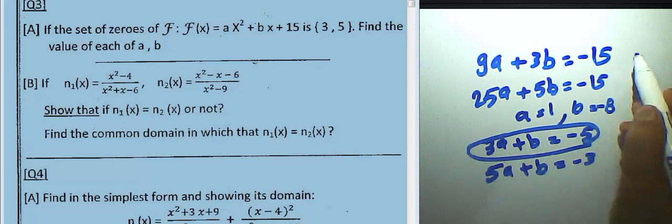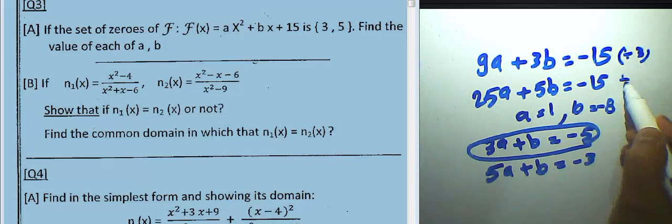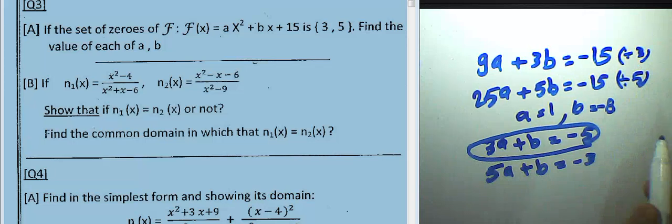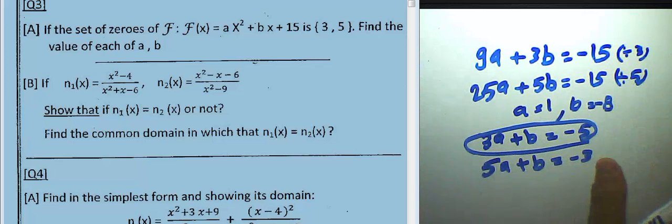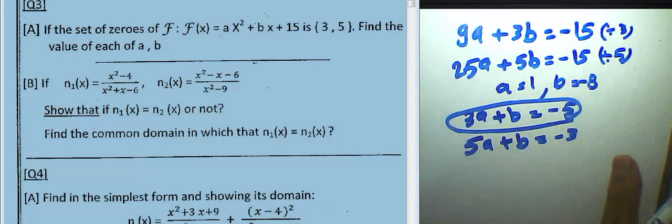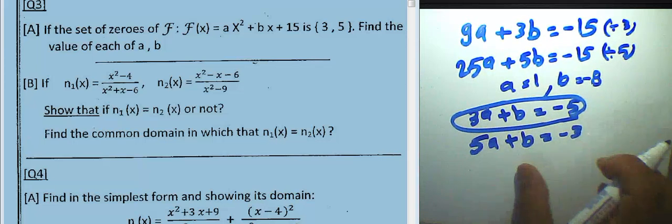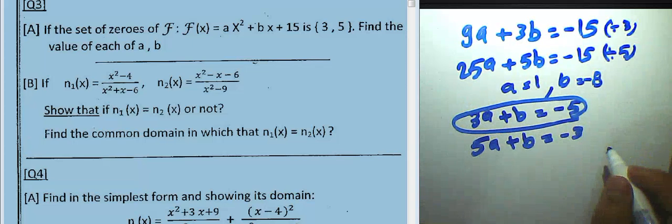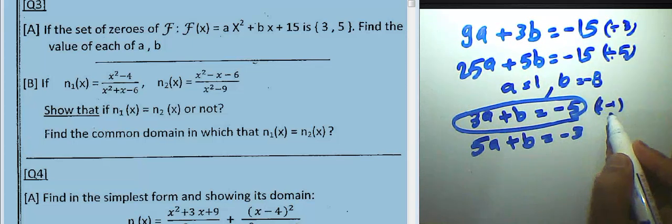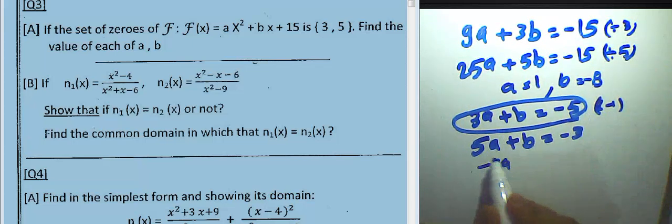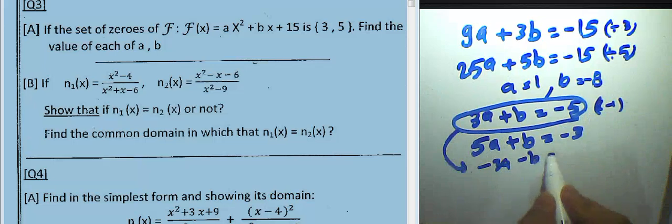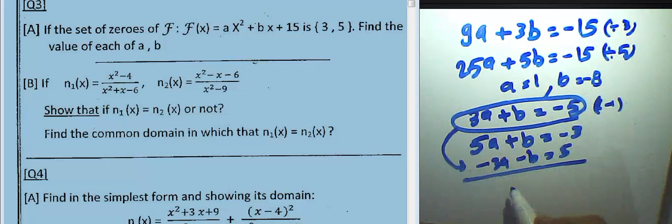We can divide by 3 here, and here divided by 5. Then we can solve the equations 3a + b = -5 and 5a + b = -3. By multiplying this equation by -1, it will be -3a, -b = 5, and we can add them.